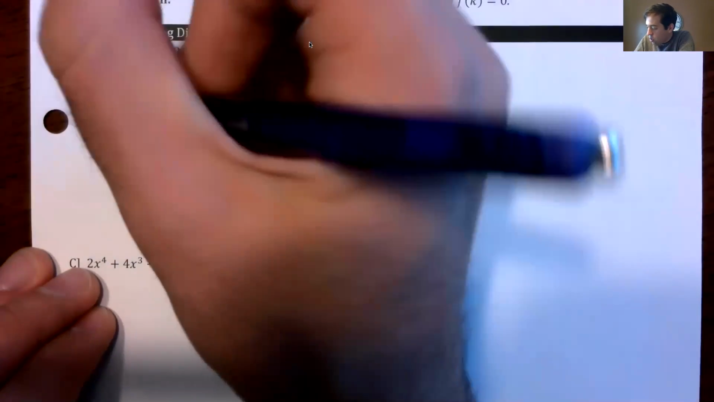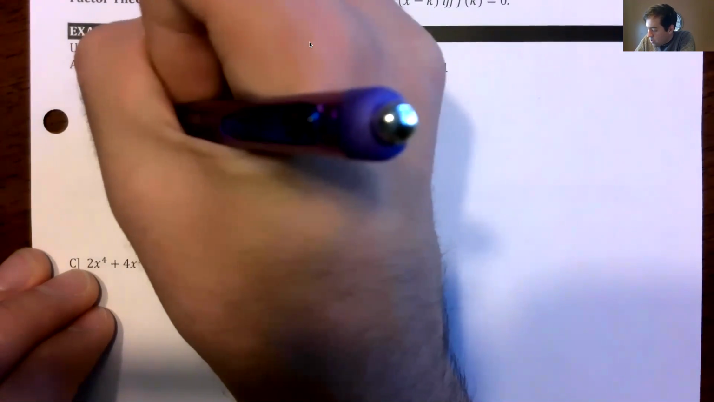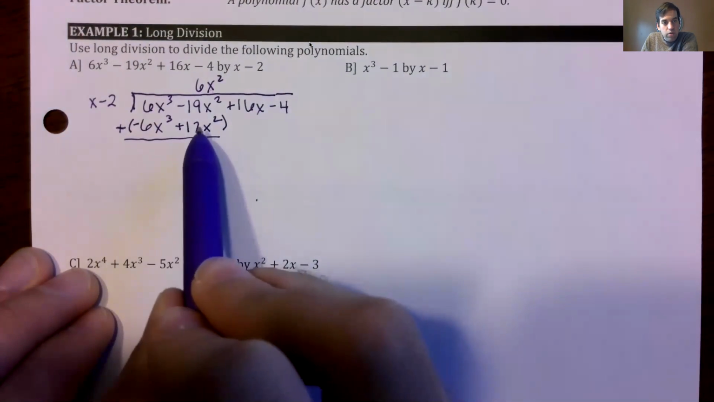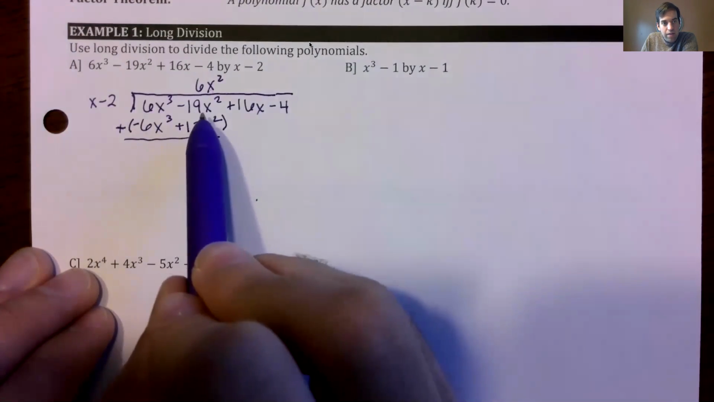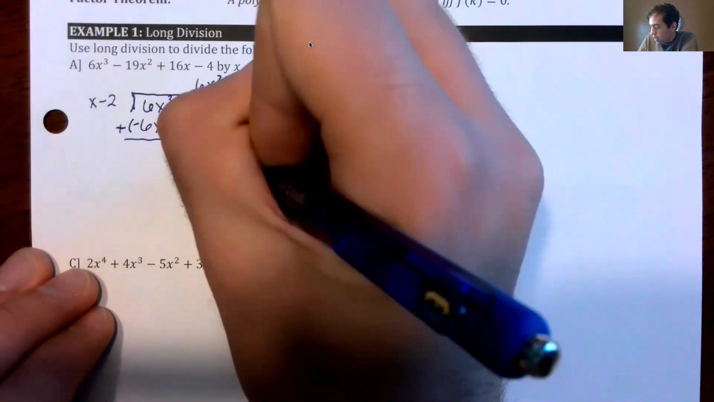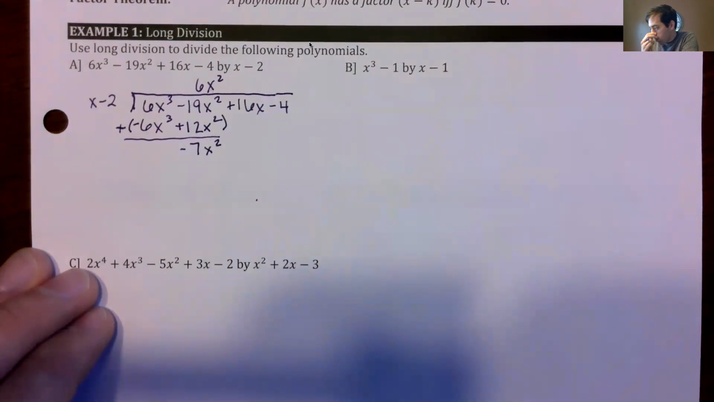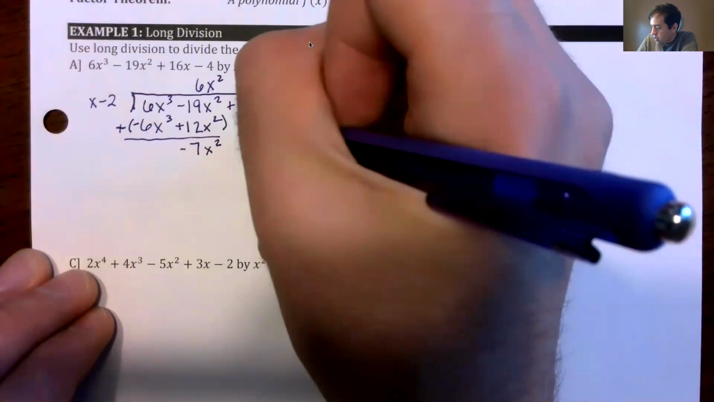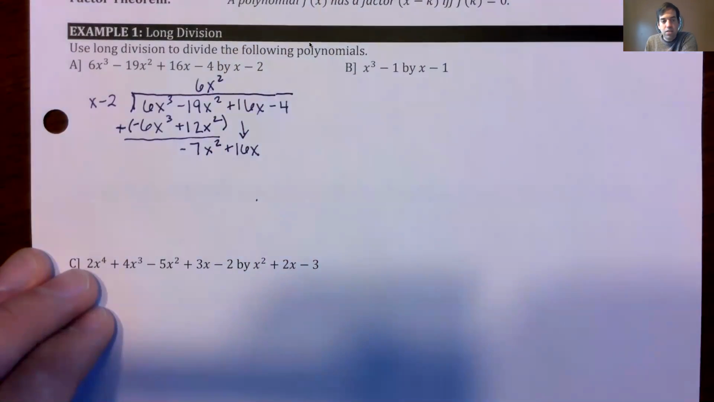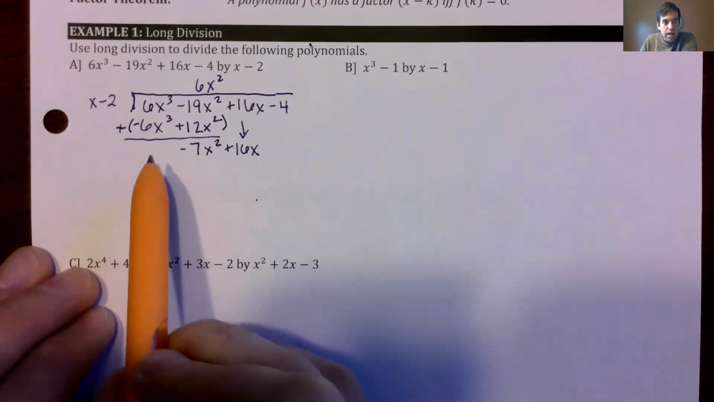So something you might want to do is distribute the negative throughout so that you don't lose track of it as we're going. So we do negative 19 plus 12 is going to be negative 7x squared. And the last step before we kind of start over the cycle is to bring down the next term, plus 16x, just like we did with long division, okay? I'm going to switch colors here as we keep going, and we're going to start over.